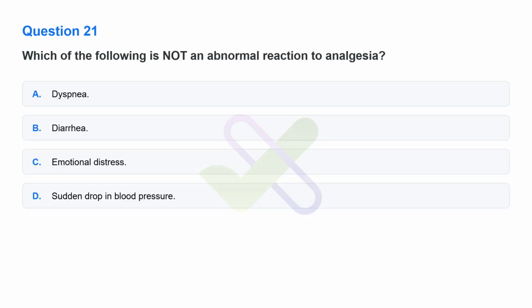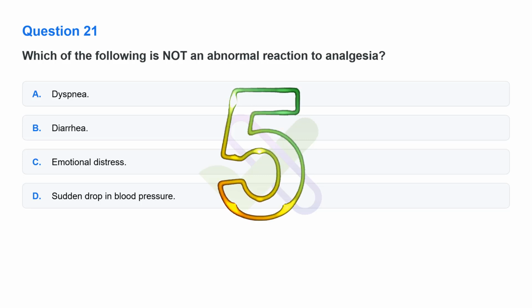Which of the following is not an abnormal reaction to analgesia? A. Dyspnea. B. Diarrhea. C. Emotional distress. D. Sudden drop in blood pressure.